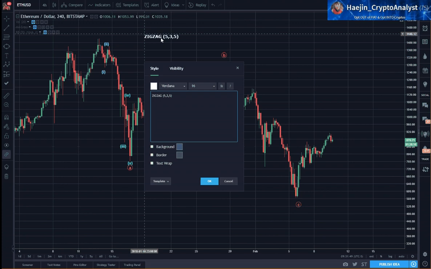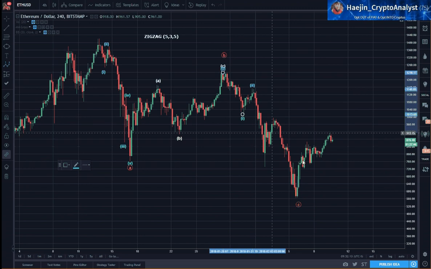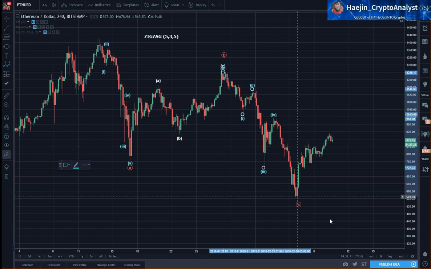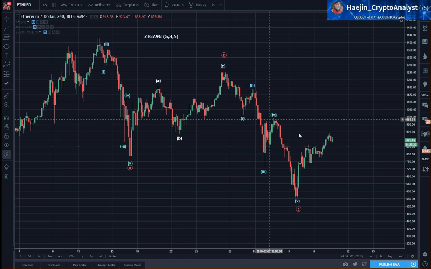The 5-3-5 denotes the 5 subwaves for A, 3 subwaves for B, and now 5 subwaves for C. So we can say this is 1, 2, 3, 4. It does not overlap with 1. That's okay. And then it had a bit of an extended 5. And this wave 5 itself, you can see the 5 waves delineating.